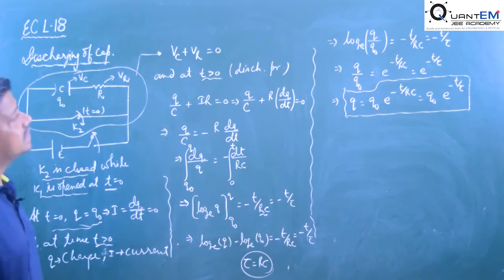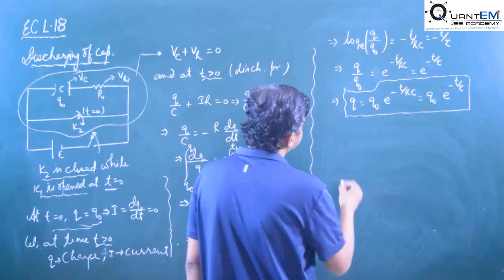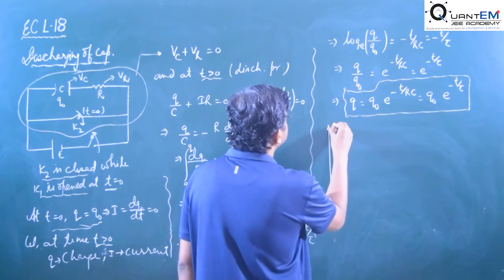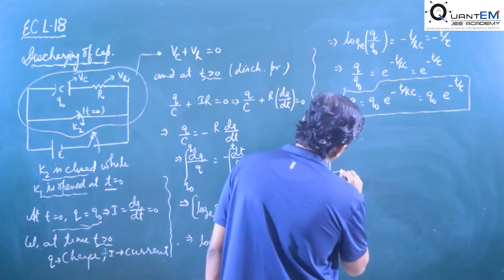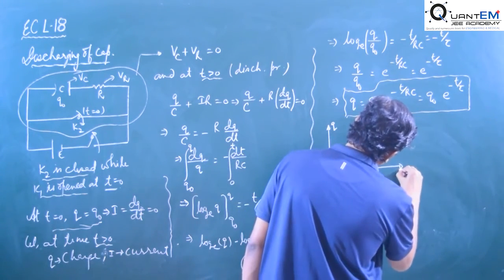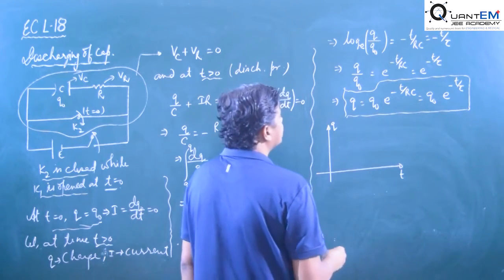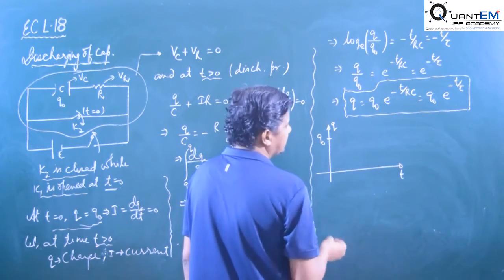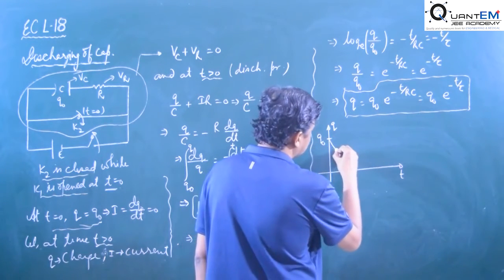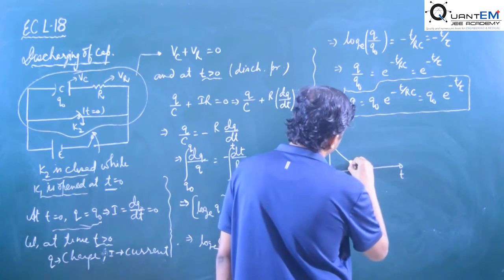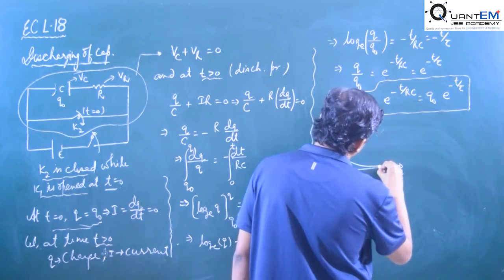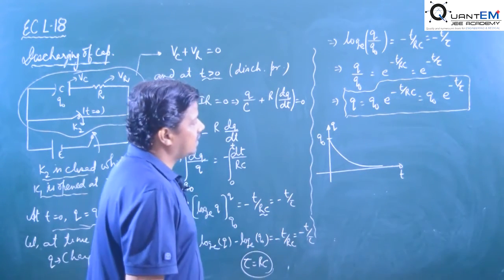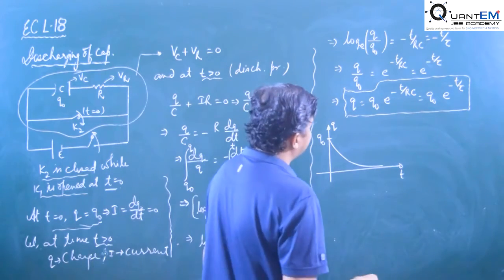Okay, now what is the graph? So we may draw the QT graph. At time t is equal to 0, charge is maximum. Now it goes on decreasing, and after a long time charge becomes what? Negligible. And what about current here?